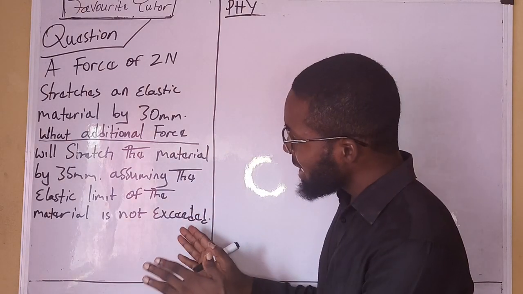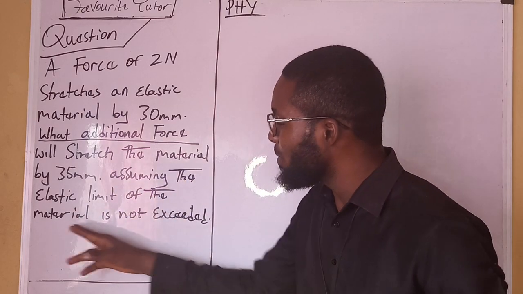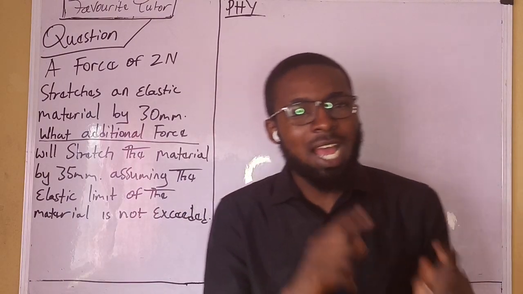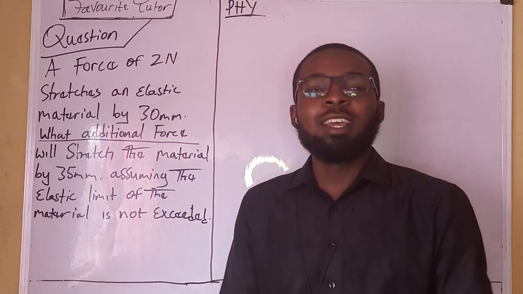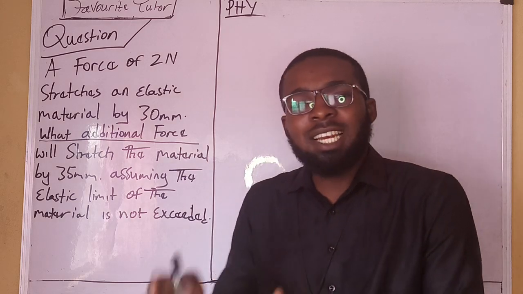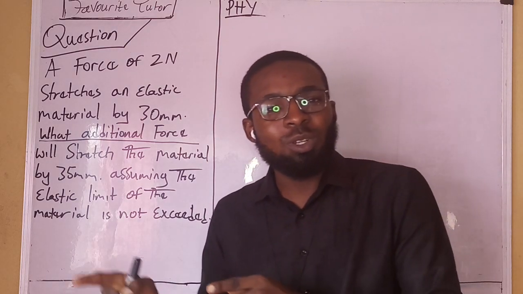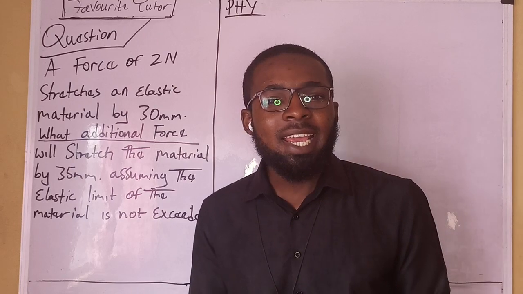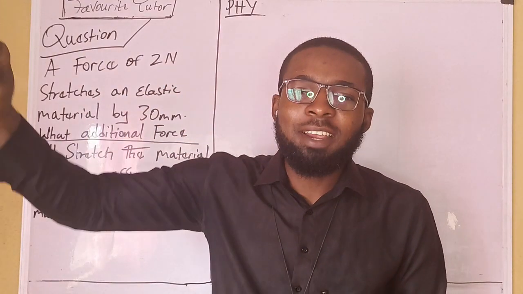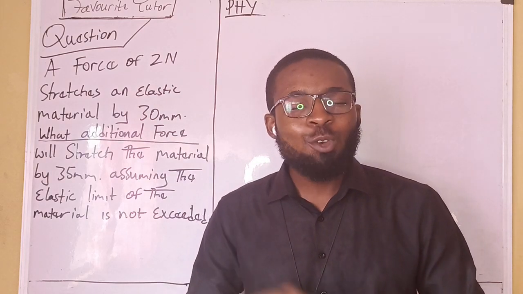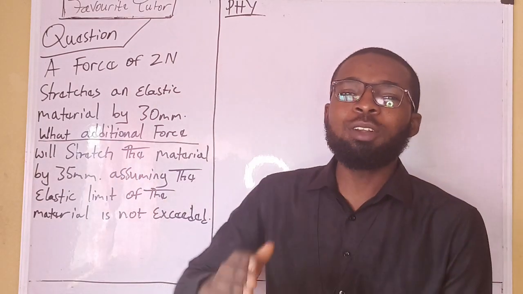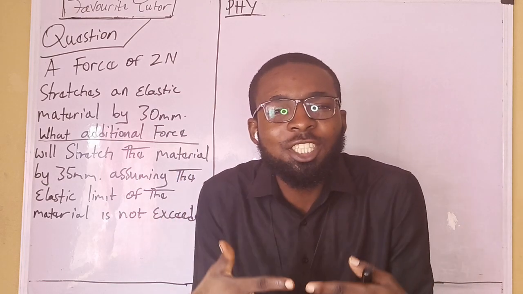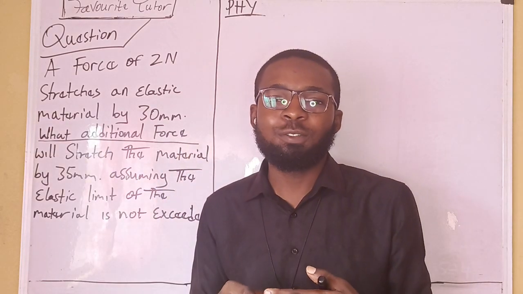Now, if you look at this last statement, assuming the elastic limit of the material is not what? Exceeded. Now, what does that mean? Remember in our previous class, according to Hooke's law, so long as we do not exceed the elastic limit of the material, the extension is directly proportional to the force. What does it mean not to exceed the elastic limit of the material? It means not to go beyond the material elasticity. Because if we go beyond the material elasticity, the elastic material will not return back to its original shape after we remove the distorting force.